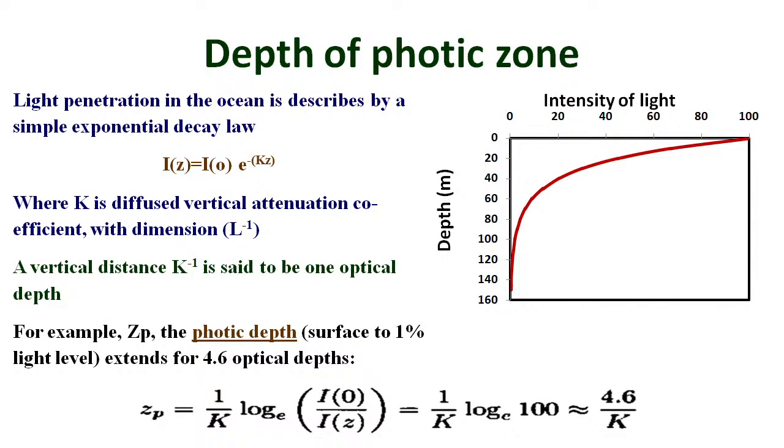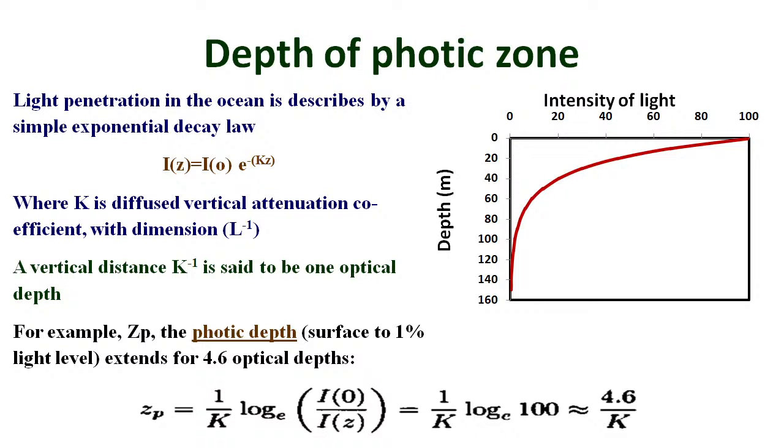Now coming to the definition of the photic zone, the light in the ocean decays exponentially, and it follows that Iz is equal to I naught e to the power minus kz, where Iz is the intensity of the light at a particular depth z, I naught is the intensity at the surface, and k is called the attenuation factor. Now this attenuation factor is governed by many things. Some component comes from the water itself, then the other constituents present in the water like phytoplankton, debris.